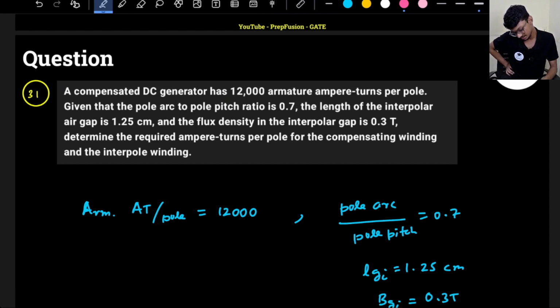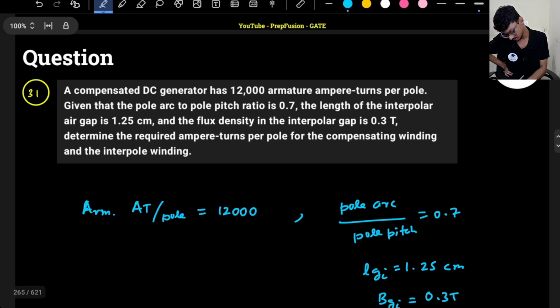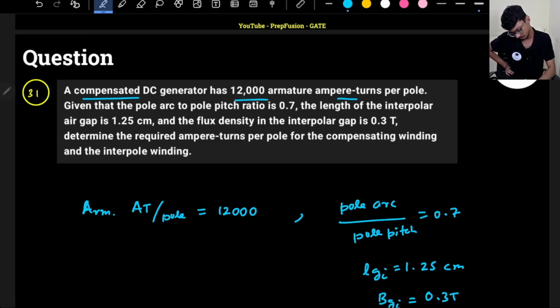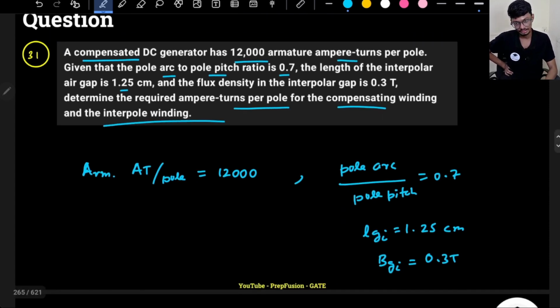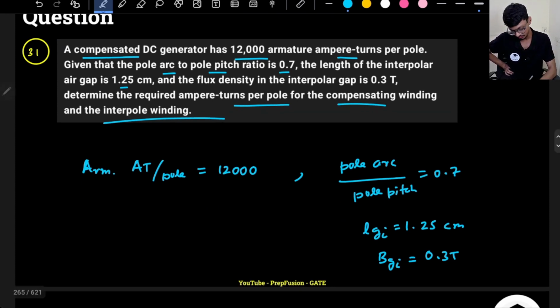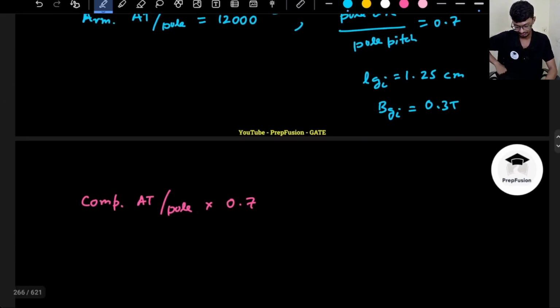A compensated DC generator, it is already compensated. A compensated DC generator has 12,000 ampere turns per pole. The pole arc to pole pitch is this, the length of the interpolar air gap is this. Determine the required ampere turns per pole for the compensating winding and interpole winding. So it is a compensated DC generator, already compensated, so overall compensation is 12,000. Out of the 12,000, how much will the compensating winding cancel out? That is what they are asking. Actually the question is not properly framed.